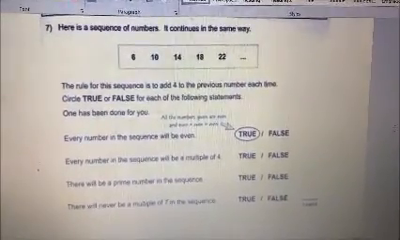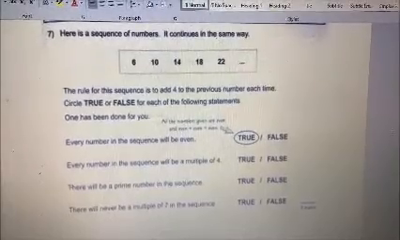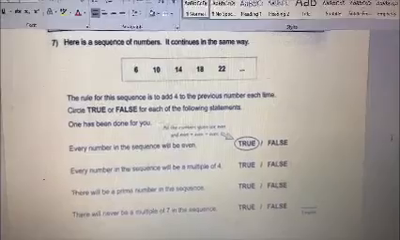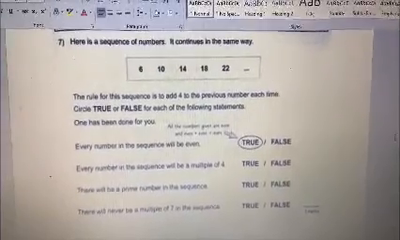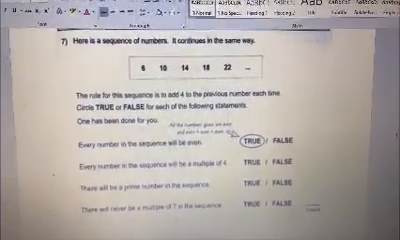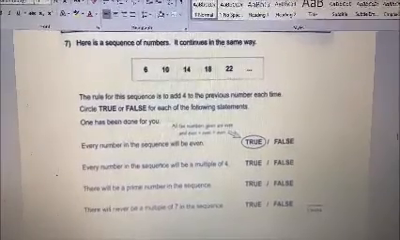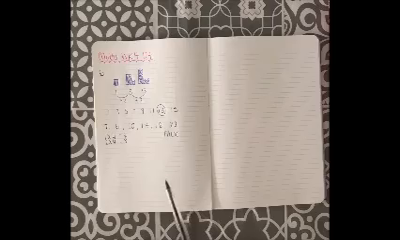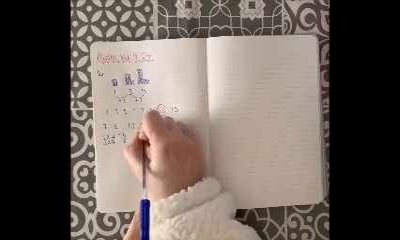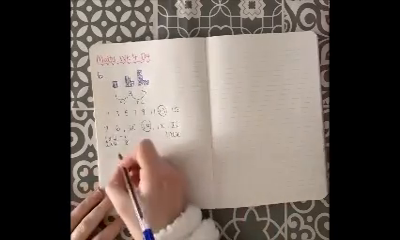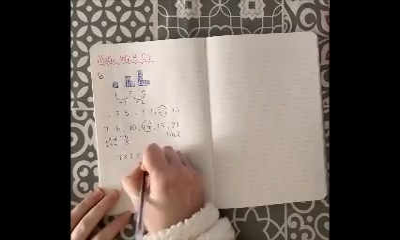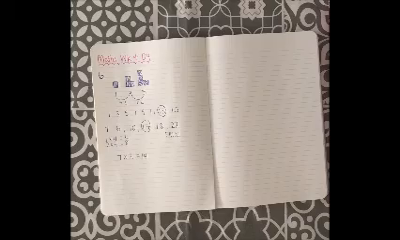The final statement says there will never be a multiple of 7 in the sequence. Now we can have a look at the numbers that we already have. We have 6, 10, 14, 18 and 22, and we can see whether there is a multiple of 7 in any of these. Looking at these numbers here, I know for a fact that 14 is in the 7 times table because 7 times 2 is 14. Therefore, the statement there will never be a multiple of 7 in the sequence is false.